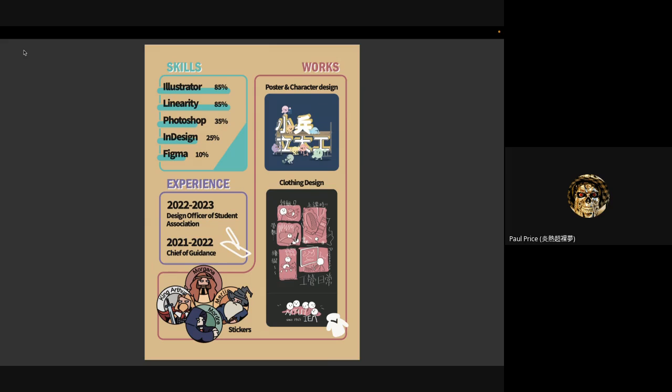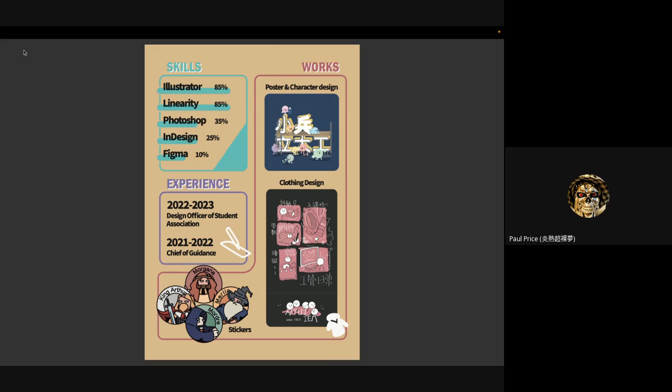For my experience, the most important period of my university was my sophomore year. I'm the design officer of the student association of my department, and in freshman year, I was the chief of guidance as well.